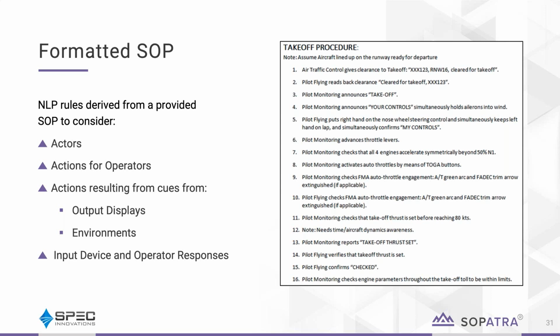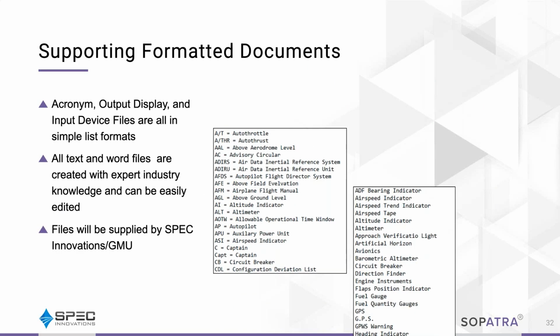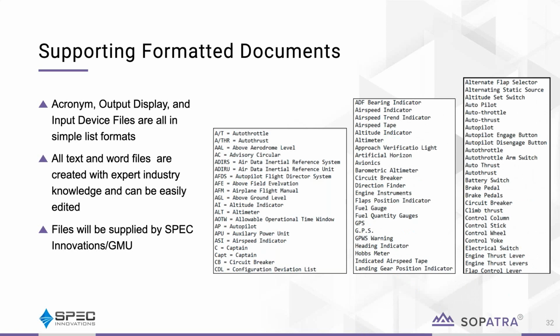And then, of course, we want to put in the action that's happening, and then any results or cues. And again, cues from the output displays, environments, input devices, operator responses, all those things. So as we're reading that information and trying to glean that information out of it, and then put it together in a form that the model can easily be created. Some supporting documents. Again, here's some of the supporting documents, the acronym list, the input devices, and the output devices as well.